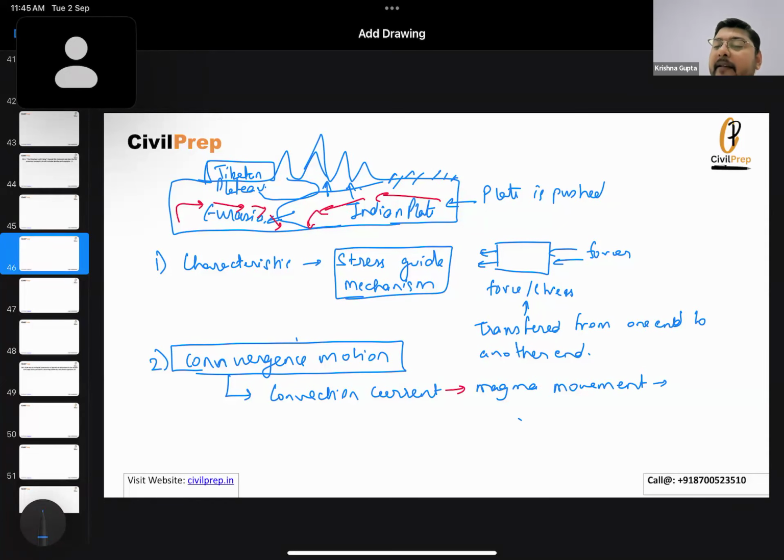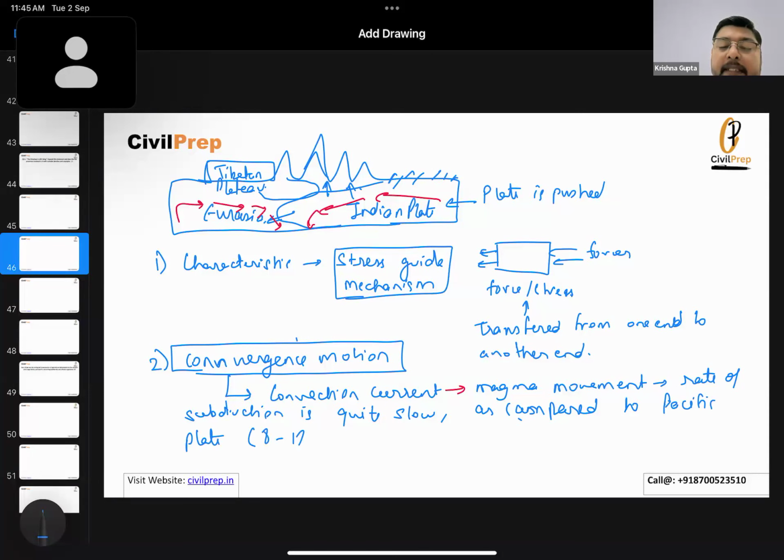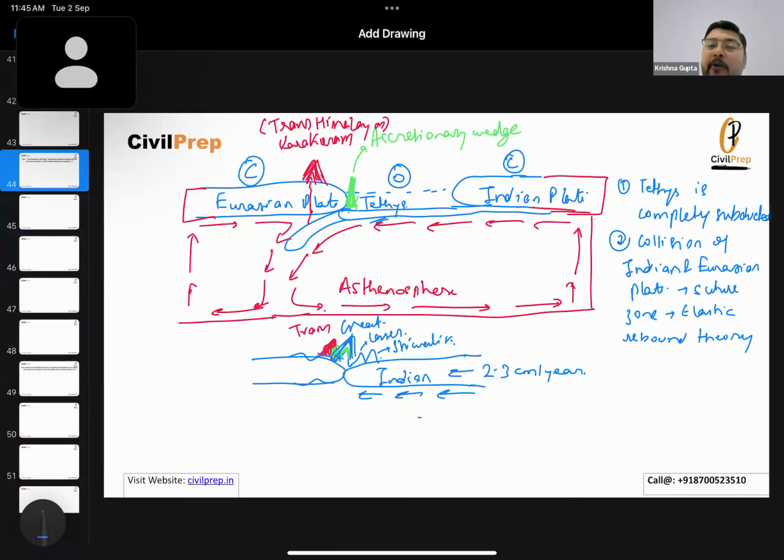where we see that the rate of subduction is quite slow as compared to the Pacific plate, which has a rate of subduction, or rate of movement, of 8 to 12 centimeters per year. So in this way, we are again able to understand why this plate is moving in a slow direction, or at a slow pace here.